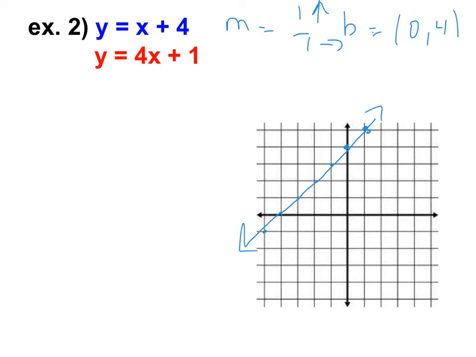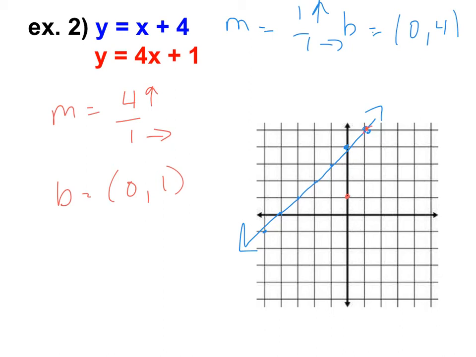My second line, the red line here, my slope is 4. So I'll call it 4 over 1. So I want a rise and a run number. And my y-intercept is 1, so we're going to write that as a point. So we're going to start at 0, 1, put a point, and then our slope tells us to rise 4 and 1 run to the right. So we're going to go 1, 2, 3, 4, and 1 to the right.